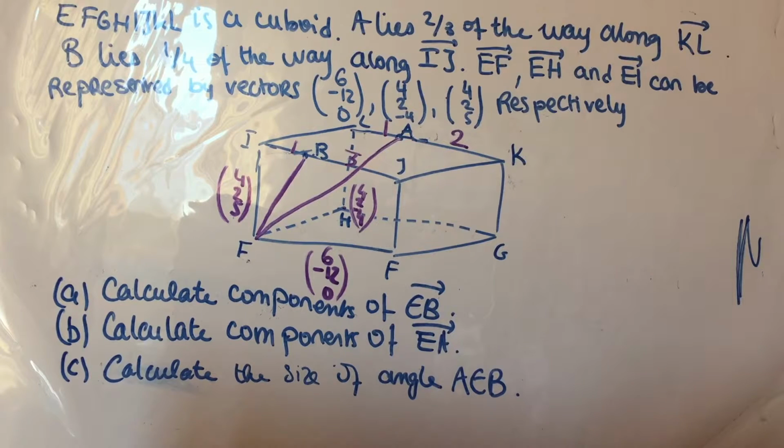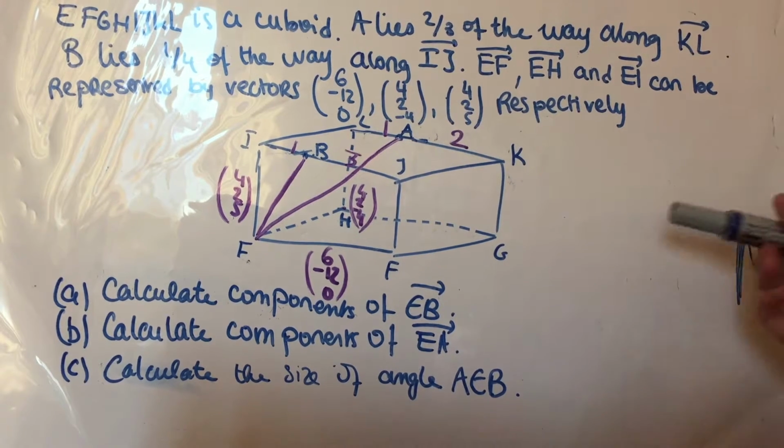Okay, so for question 1, they tell us EFGHIJKL is a cuboid. A lies 2/3 of the way along KL, B lies 1/4 of the way along IJ. EF, EH, and EI can be represented by the vectors (6, -12, 0), (4, 2, -4), and (4, 2, 5) respectively. So they gave us this figure.